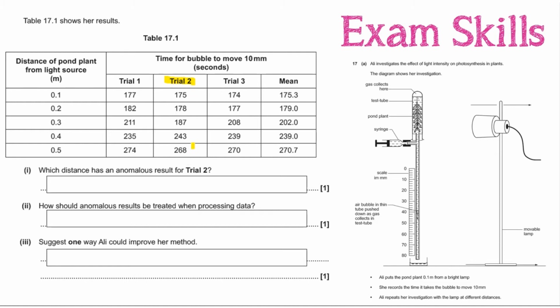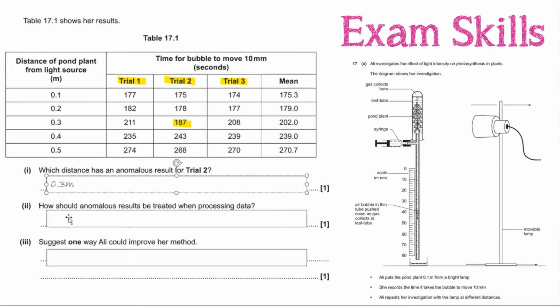So there's nothing obviously out of line just looking down the one column, but when you compare it to trial 1 and trial 3, which are the same experiment, just done 2 other times, then what we can do is have a look through the rows. We can see there that all of those are pretty close to each other, they're fine. These ones, 182, 178, 177, again, pretty close, nothing to worry about. This one, 211, 187 and 208, 187 is out of sync because we'd expect it to be somewhere around 210 again, and it's not. So when it comes to our anomalous result, our answer would be the one for 0.3 meters.